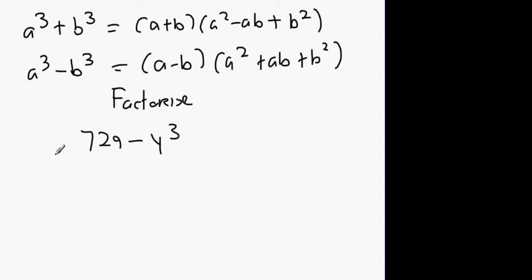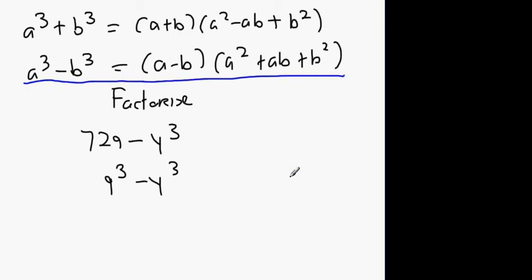What is 729 again? 9 cubed, and y cubed. It's a minus question, one cube minus another cube. You use this equation here. Instead of a, we're going to have what? 9. And instead of b, y.